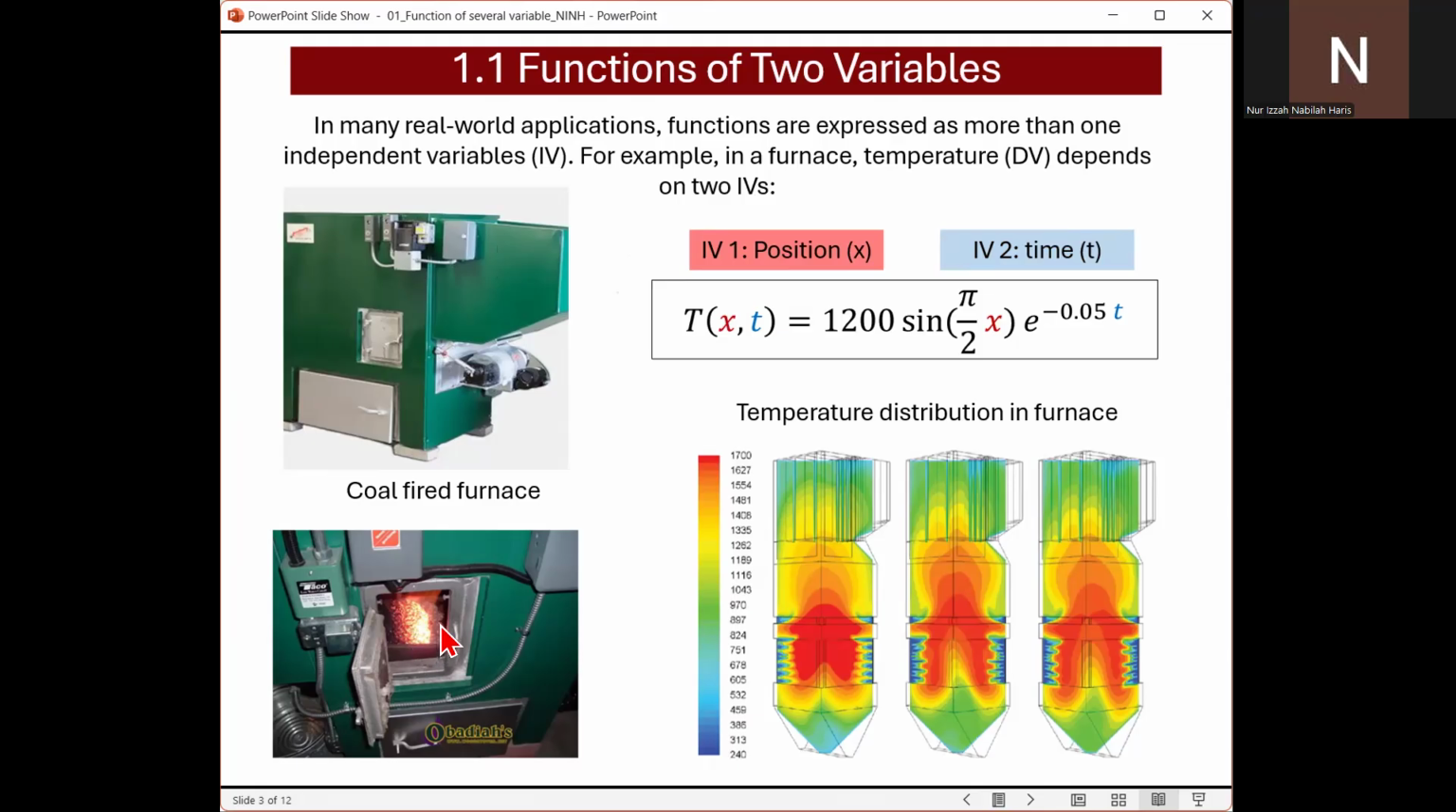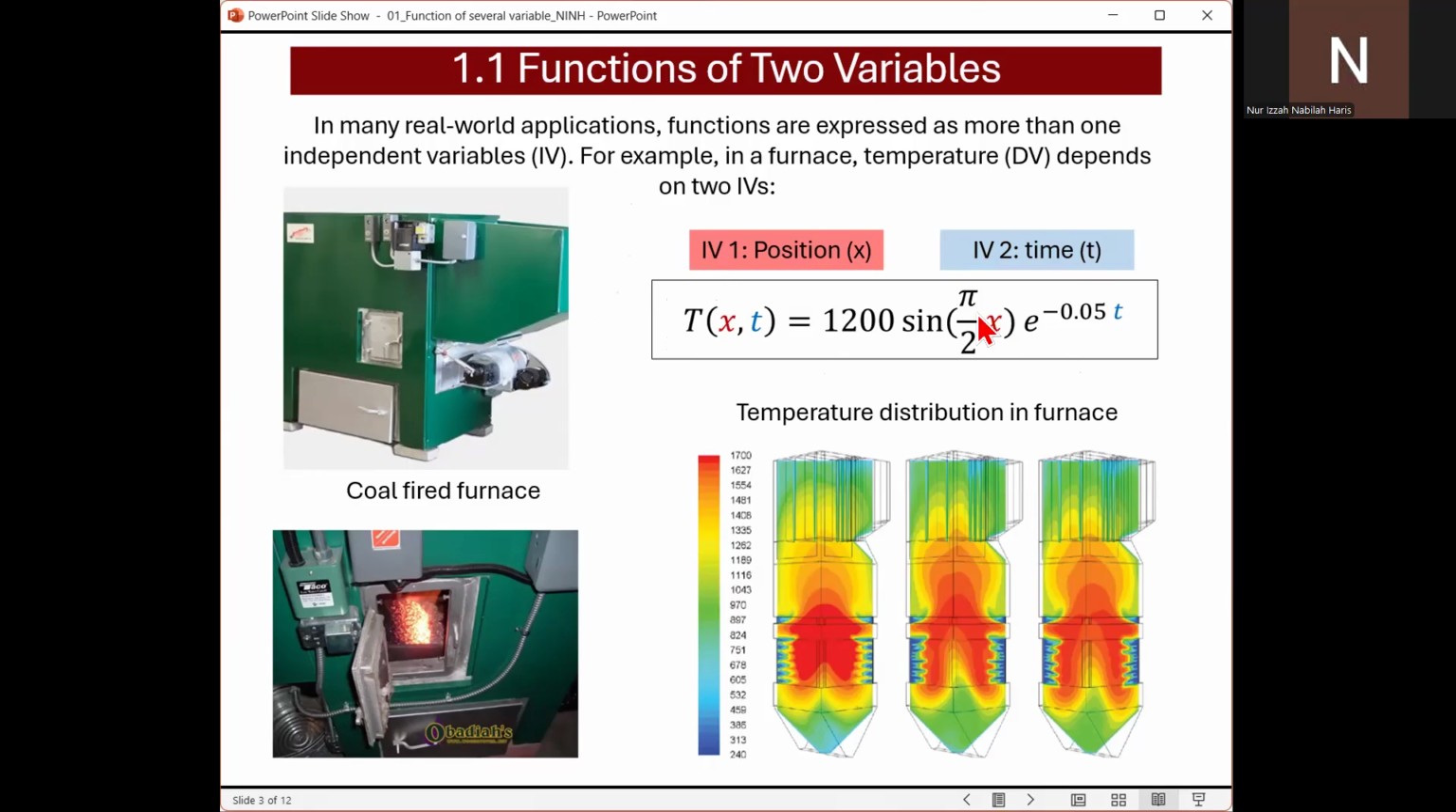So usually the combustion occurs only at a certain point. So that is where the temperature is the highest and the surrounding temperature will be a bit lower compared to the center. So this is the function that describes how the temperature changes depending on the position and time. This is actually a simplified version. In real life, the temperature not only depends on position and time, but also on the moisture content of the coal. Maybe the type of coal also affects, maybe the ignition temperature. So there are many variables that can affect the temperature.